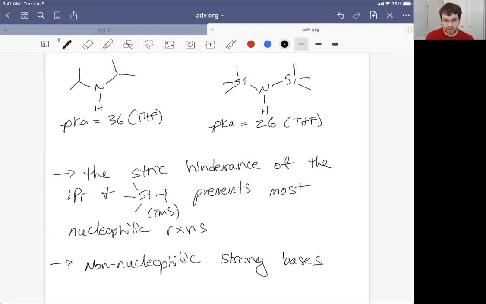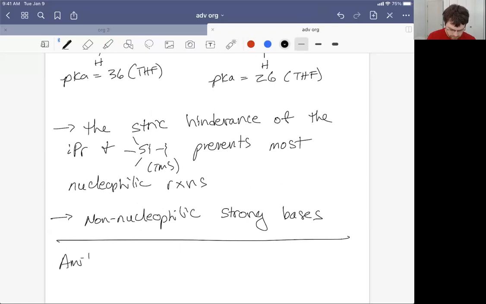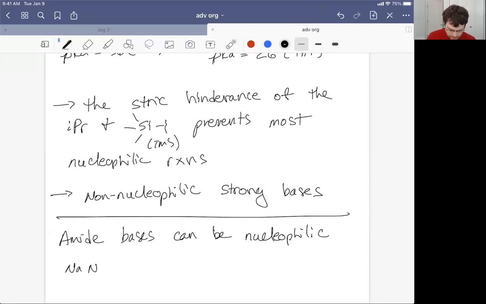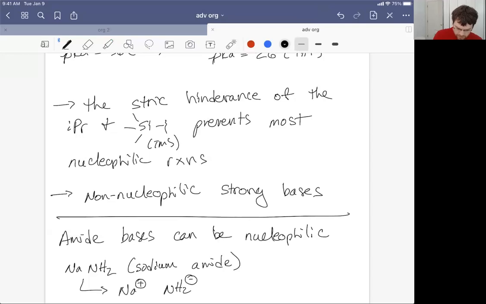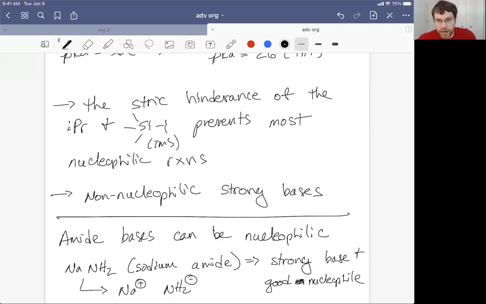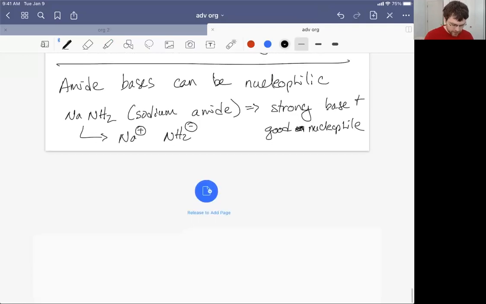But amide bases in general can be quite nucleophilic. For example, NaNH2, which is sodium amide. Okay, there's nothing attached to the nitrogen that's mostly negatively charged. It is a strong base and good nucleophile. I've never used this reagent in a reaction, but it does a pretty cool reaction with pyridine. The reaction has a name that is a favorite amongst my former students, and that's the Chichibabin reaction.